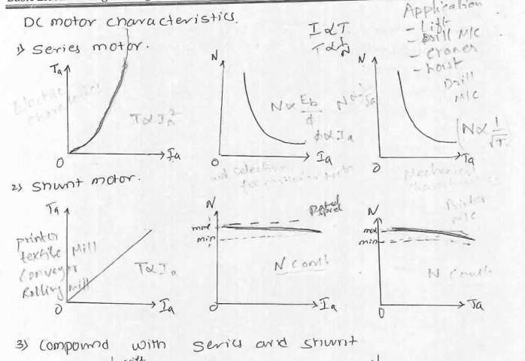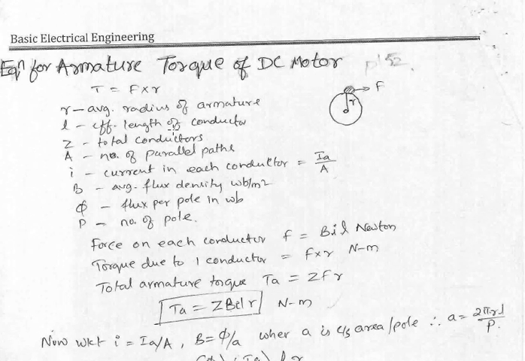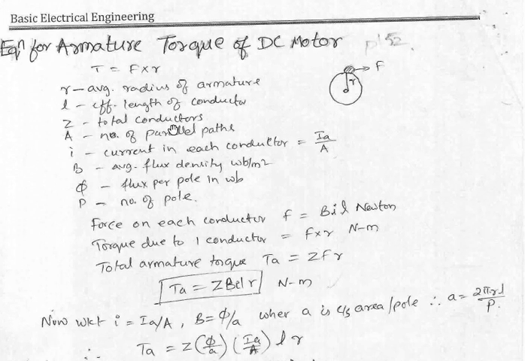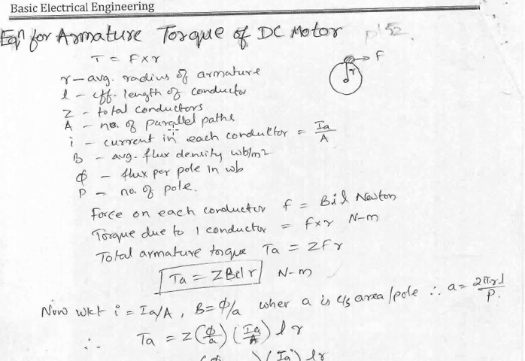Before studying the characteristics, you can see here we are plotting the torque against armature current in one characteristic, speed against armature current, and speed against the armature torque. So first we will derive the armature torque equation, and then we will go back to the characteristics of a DC motor. So, the equation for armature torque of a DC motor.